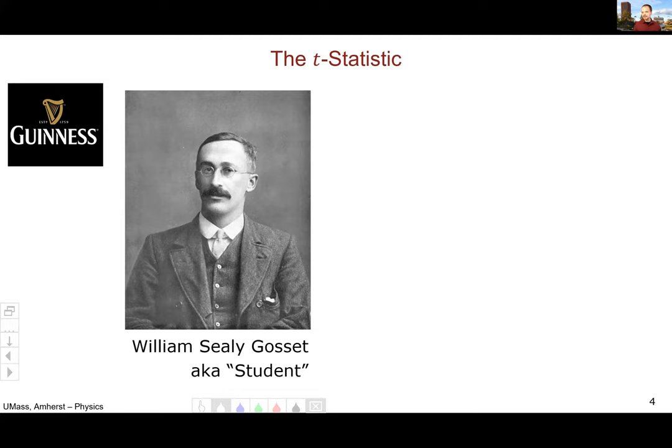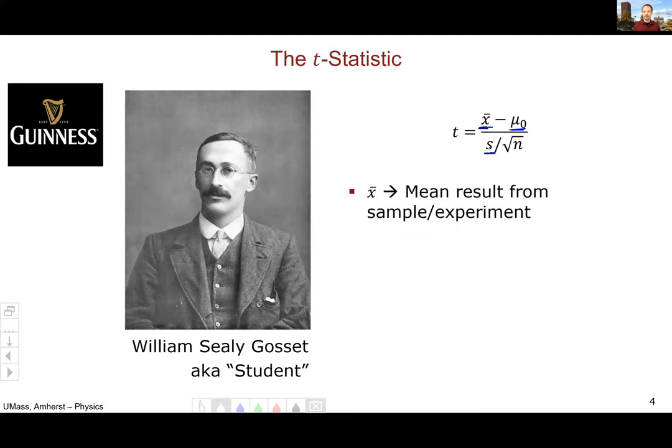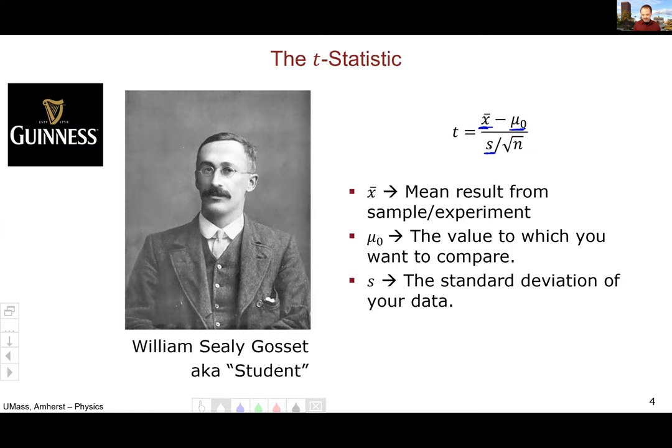So what is the t-statistic? Well, it's somewhat similar to the z-statistic in that it's also the distance between our experimental value and some other value, in this case, some theoretical value, divided by the standard deviation. Now, in this case, we are using the sample standard deviation. So x bar is the mean result from our sample or experiment. Again, mu naught is the value to which we would like to compare. And s is the sample standard deviation of our data.